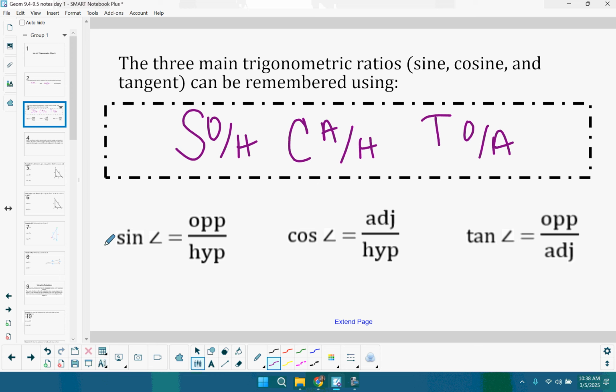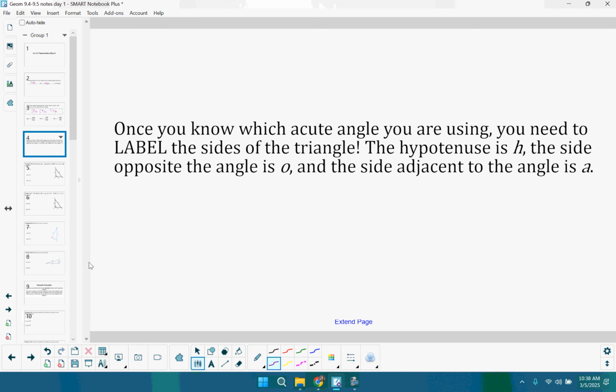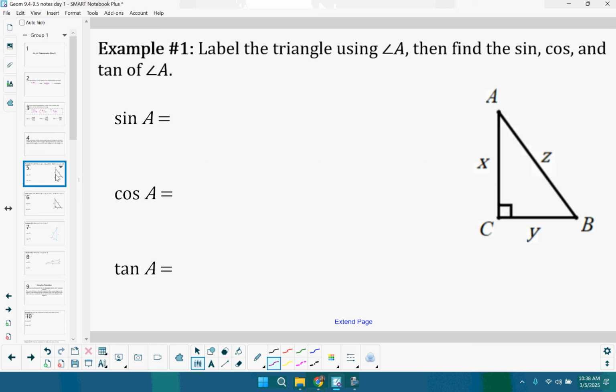So we're always going to be using sine, cosine, or tangent of a specific angle, one of the acute angles, and we're going to label the sides as opposite, adjacent, and hypotenuse according to that angle. And that's what we say here. Once you know which acute angle you're using, you need to label the sides of the triangle. So H is hypotenuse, the side opposite the angle is O, and the side adjacent to the angle is A.